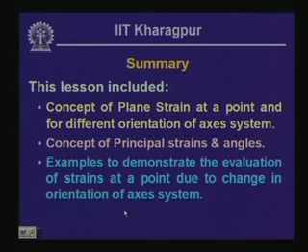Well, to summarize, this particular lesson included the concept of plane strain at a point for different orientation of axis system. As I said, with reference to rectangular axis system, we have for plane strain 3 different strains: epsilon x, epsilon y, and gamma xy. Now, at that particular point, for different position of any rectangular axis system, which is oriented at an angle of theta with reference to x and y, we can compute the values of strain in terms of those epsilon x, epsilon y, and gamma xy, and those strains we have termed as plane strain.